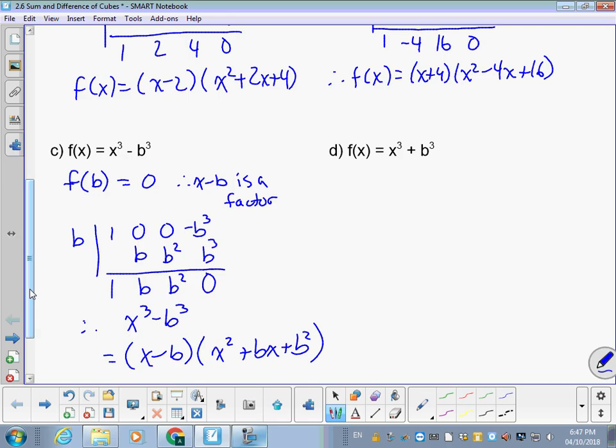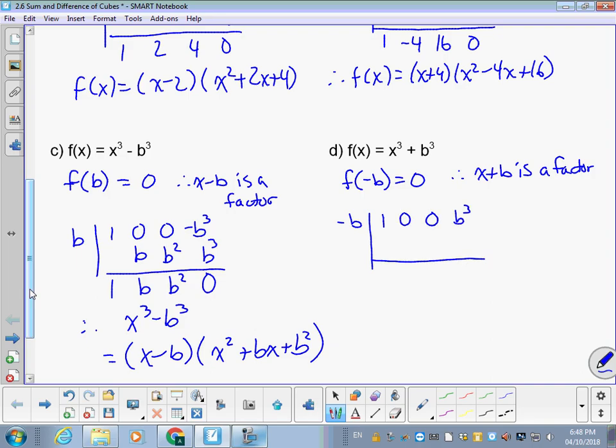If you're adventurous, try x cubed plus b cubed on your own. Or just wait for me to do it. Something equal to 0. It's going to have to be a negative b, so that x plus b is a factor. Let's see if I can do the synthetic division right this time. We've got a negative b. 1x cubed, 0x squared, 0x is a positive b cubed. Bring it down, multiply, and add, multiply, and add, multiply, and add.